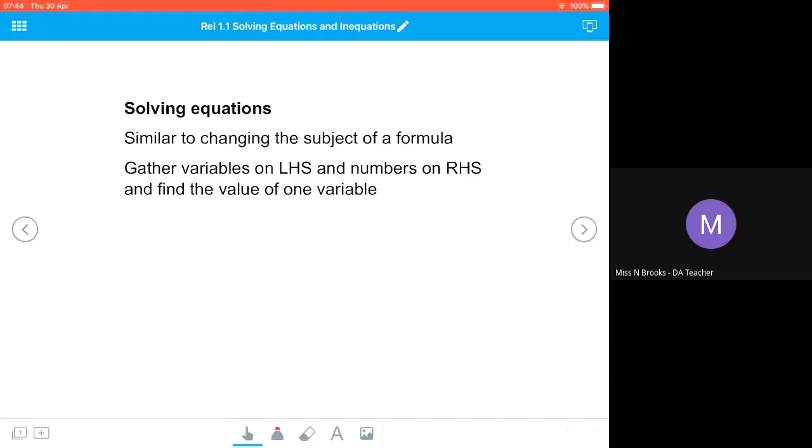In our first example, we're going to be solving an equation, which is similar to changing the subject of a formula. What we're going to do is gather all the variables or the letters on the left-hand side, and collect all the numbers or the constant terms on the right-hand side, and then we're going to isolate the variable, so we're going to find the value of one variable.